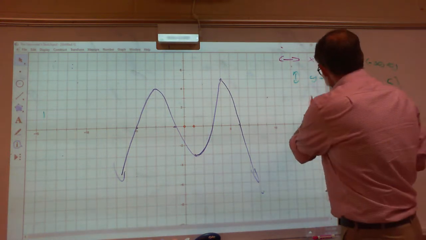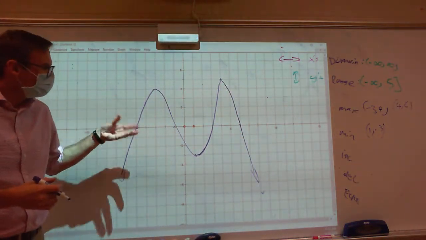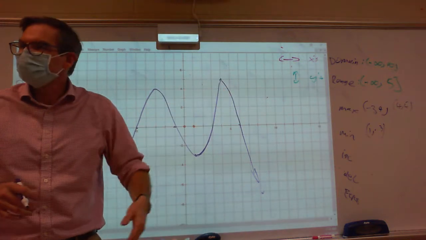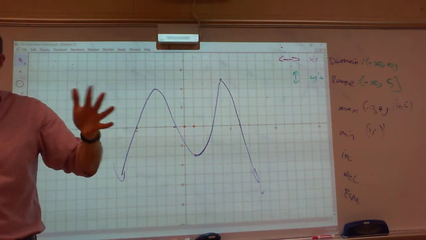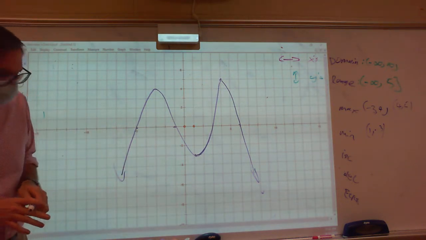When I talk about maximums, technically they're called local max and local min. But when I talk about peaks, or when I ask for maximums and minimums, I'm looking for those peaks and valleys. Everybody okay with that part? Now let's talk about increasing and decreasing.